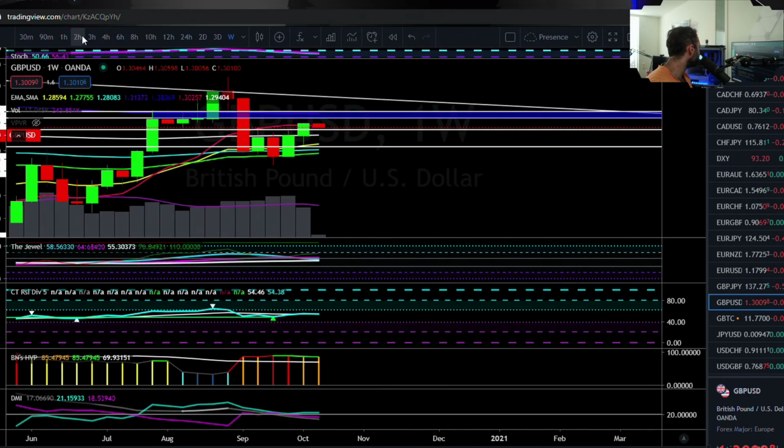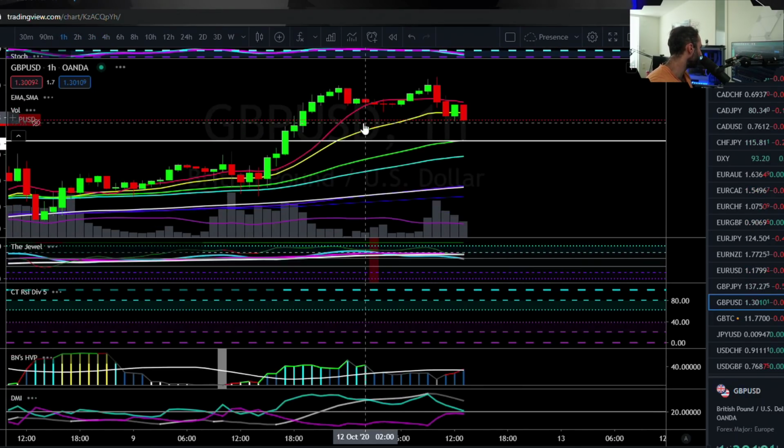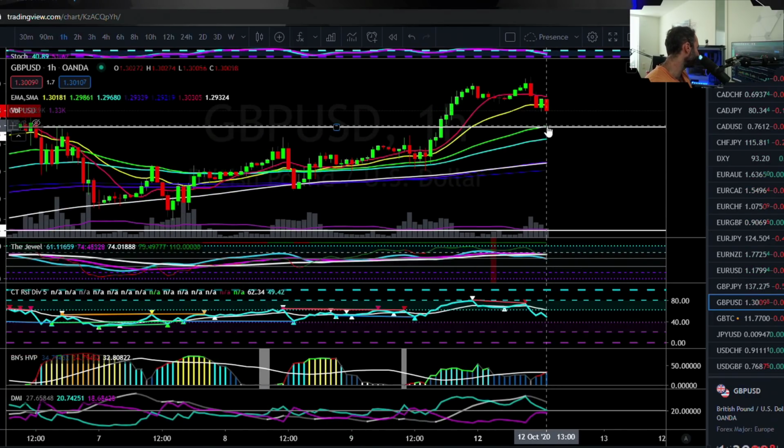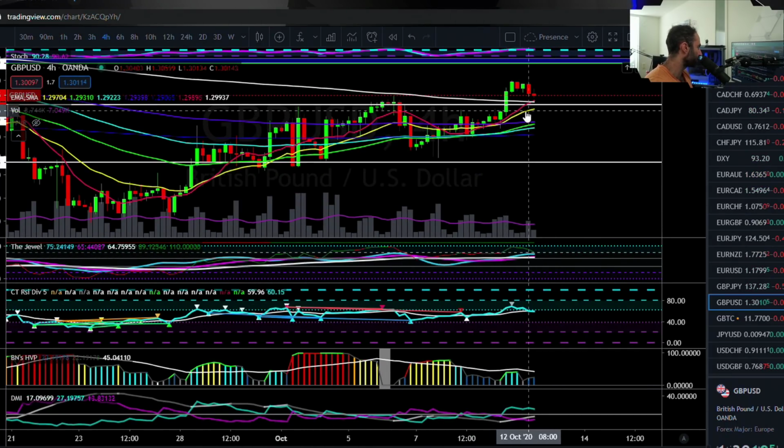Pound dollar, what do we see on the very short-term timeframes? Looking at the hourly right here, short-term downside looking for about just below 130-ish region on the hourly. Probably does try a little bit of a bounce there. That's just going to be the 4 hour 21 and 200 simple. So I'd be looking at this as a pivot.